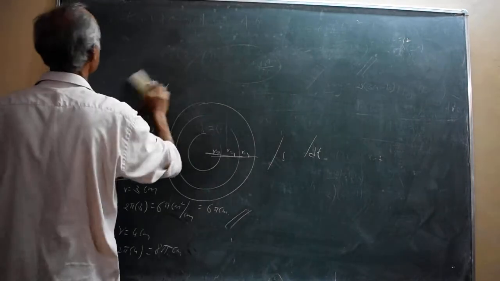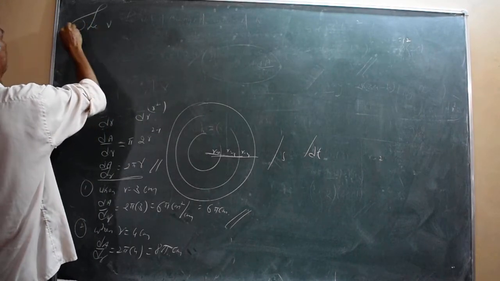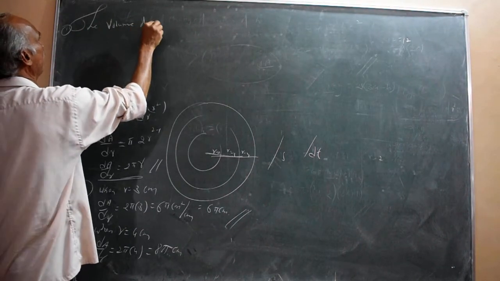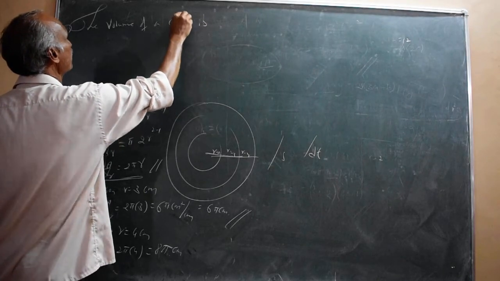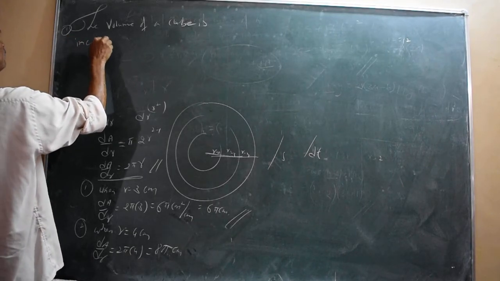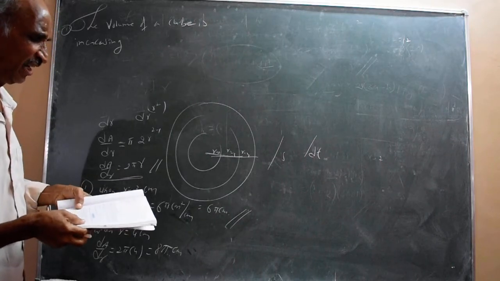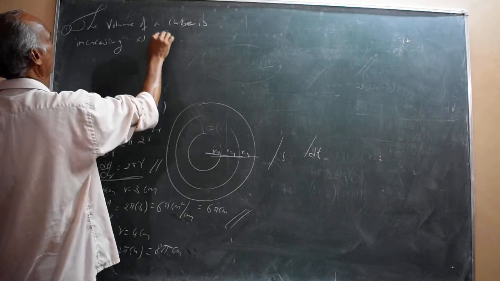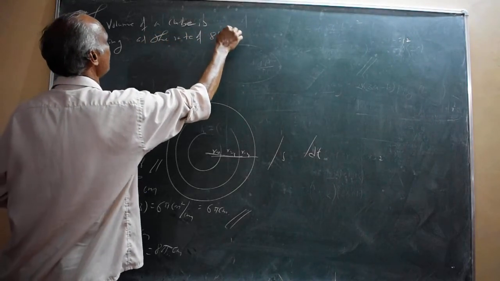The volume of a cube is increasing. Second problem. The volume of a cube is increasing at the rate of 8 centimeter cube per second.